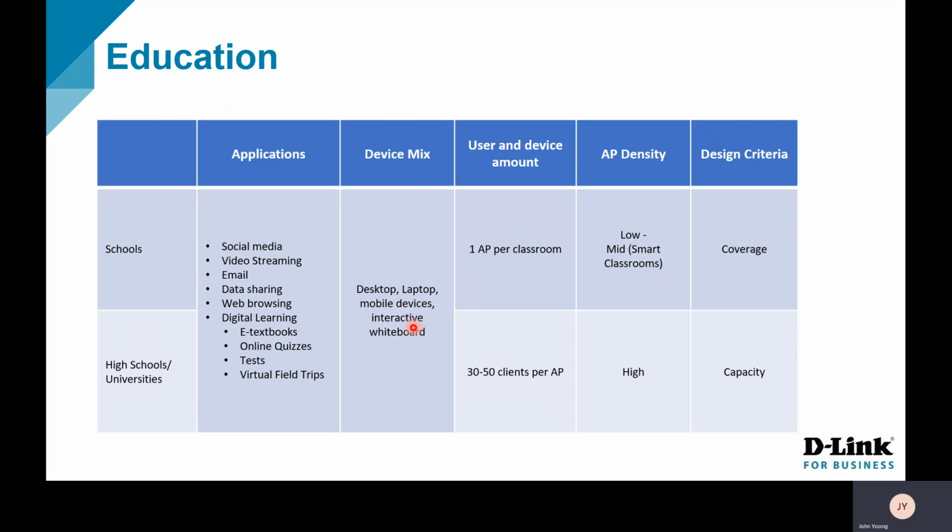Devices will be more on desktops and laptops themselves, followed by mobile devices and the interactive whiteboard. Like I said, for smaller primary schools, one AP per classroom is okay already, with around 10 to 20 students. But for a university, the theater is very big. Target 50 clients per AP, so you need to put in more APs. For example, if the theater has 200 students, you need 4 APs to handle the capacity.